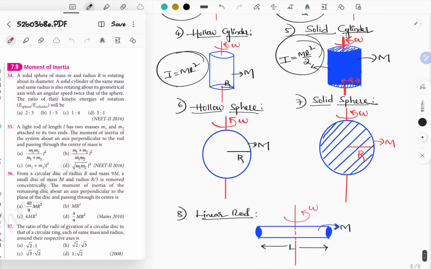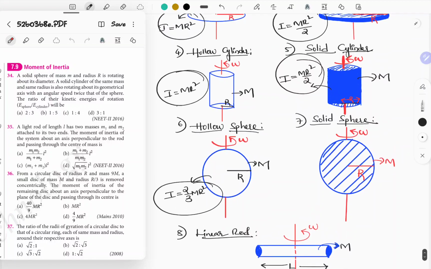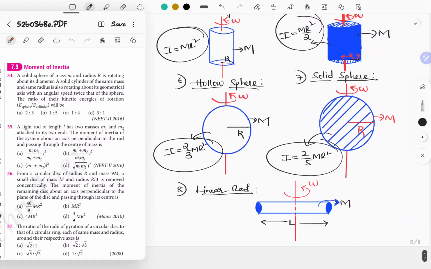Very good. Next, moment of inertia of a hollow sphere of mass capital M and radius capital R. So it is 2 by 3 m r square. Moment of inertia of a solid sphere is I is equal to 2 by 5 m r square. This is the moment of inertia for a solid sphere.